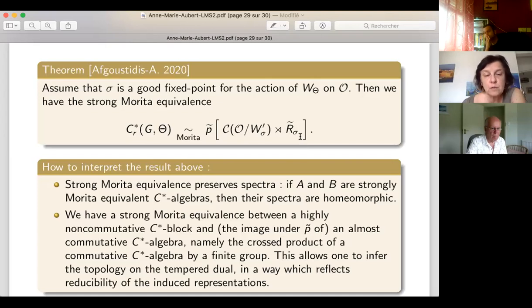Another thing: in many situations, for example for classical groups, we do not need this extension of R tilde, so we do not have P tilde, it's just the identity, and you can replace R sigma tilde by just R sigma. And this allows us to infer the topology on the tempered dual in a way which is related to the reducibility of the induced representations.